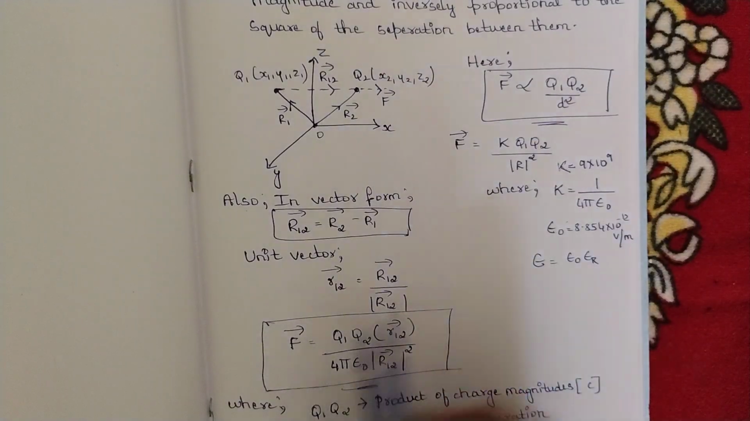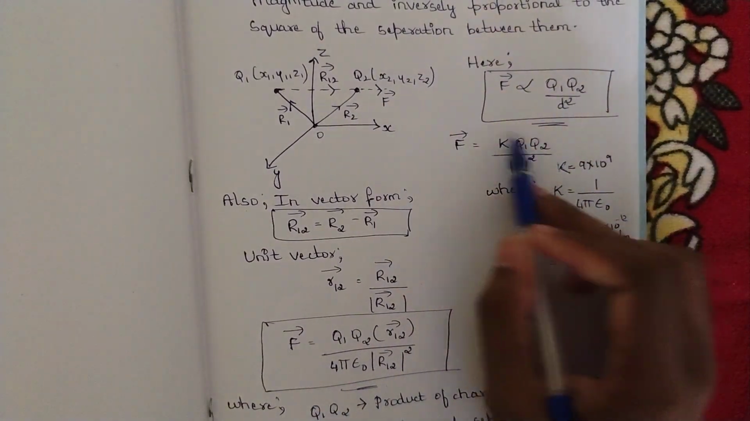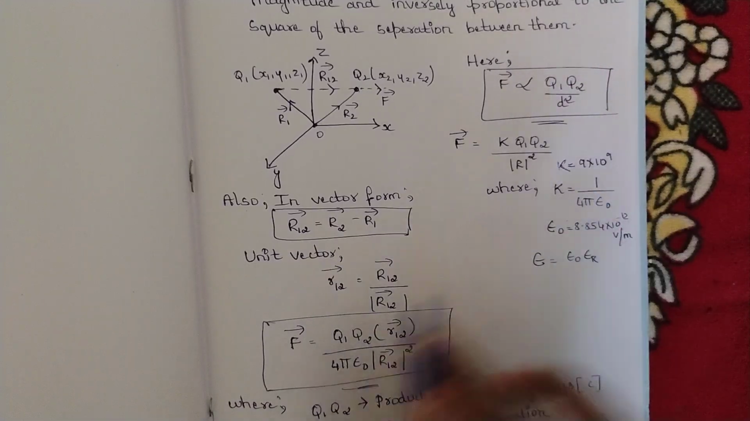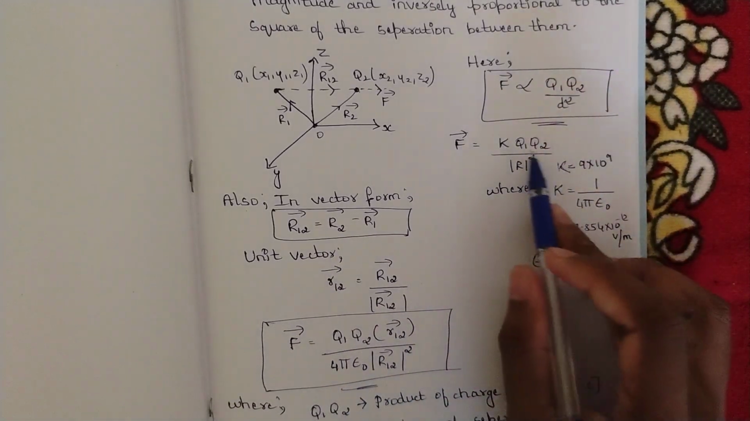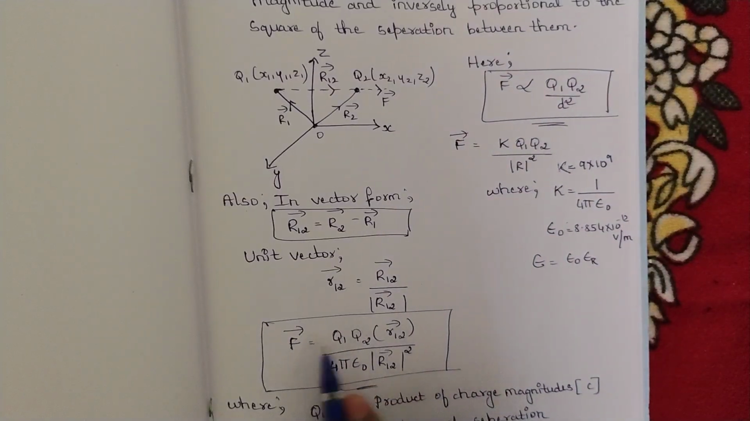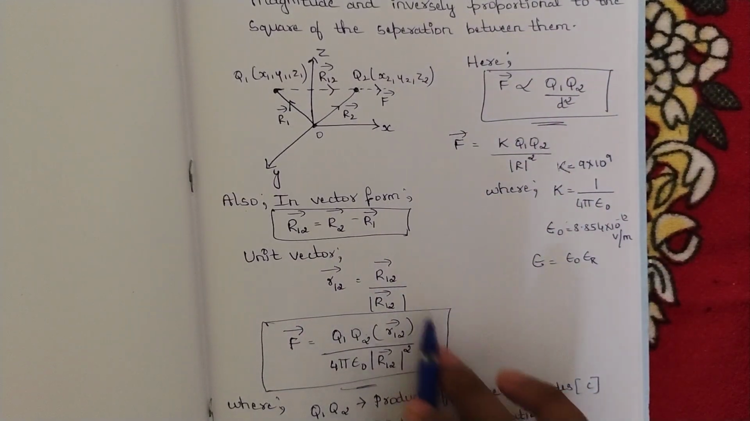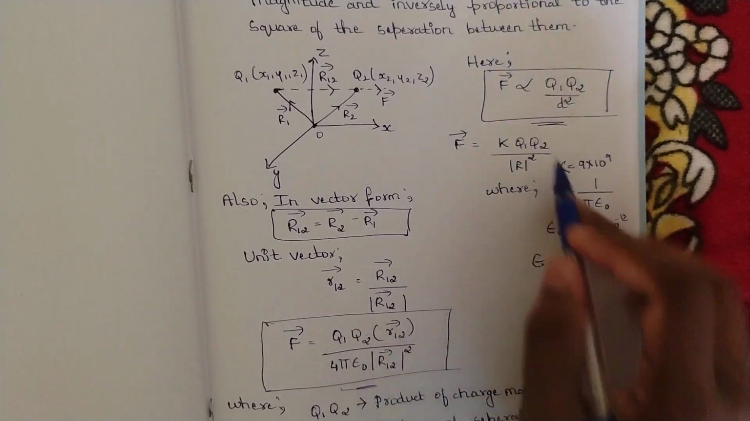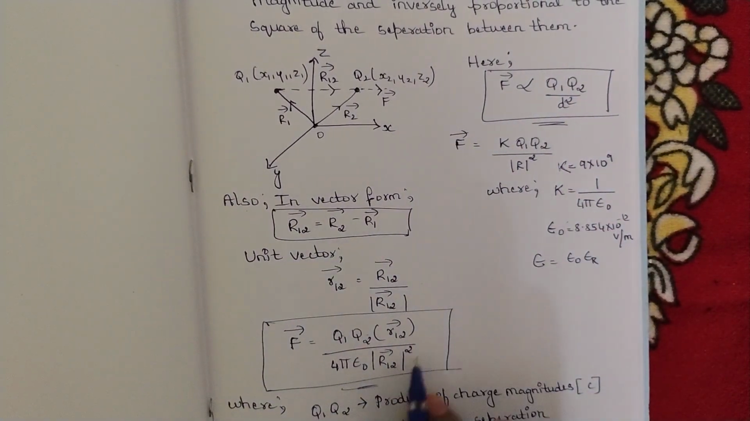Now in this equation, whatever we have written, substitute: F is equal to, in place of K, I have told you to write 1 by 4 pi epsilon naught. So write 1 by 4 pi epsilon naught first, then Q1 Q2, the product of charge magnitudes, into the unit vector r12 divided by the square of the distance between them, that is the square of the magnitude of R12.